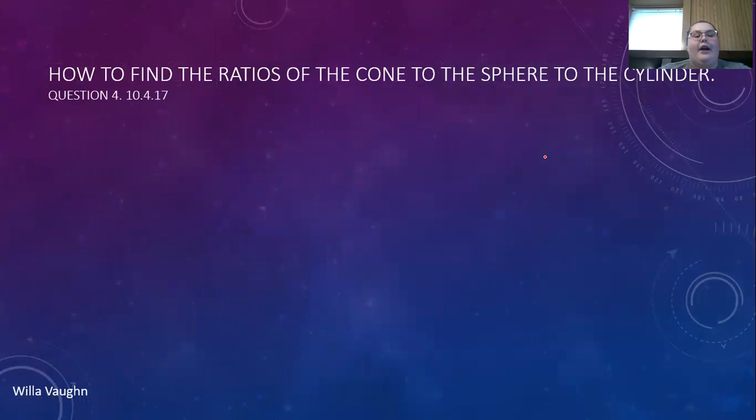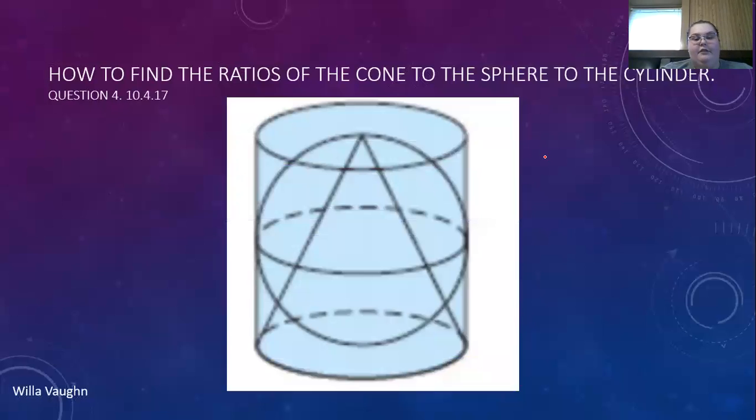All right, question 4, how to find the ratios of the cone to the sphere to the cylinder. All right, there's our sphere, cone, and cylinder. So the volume of the cone is going to be 1/3 times base times height, and the base of the cone is going to be pi times radius squared. So the volume of the circular cone is 2/3 times pi times r squared.